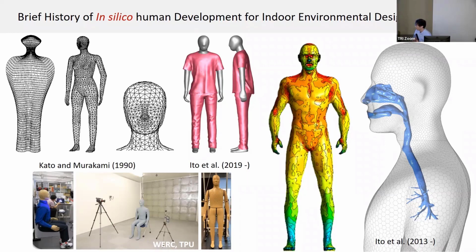And I would like to say one more thing. In order to validate the accuracy of the computer-simulated person, we usually use the thermal mannequin system. Therefore, this type of virtual mannequin, the computer-simulated person, is one of the digital twin models for the thermal mannequin experiment.